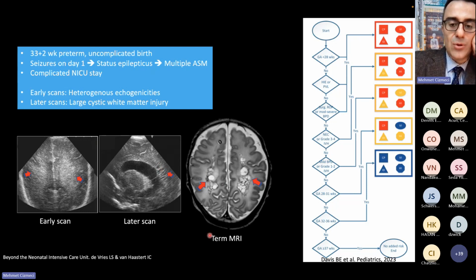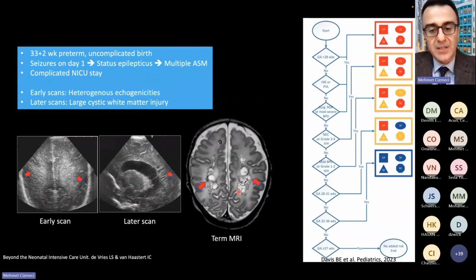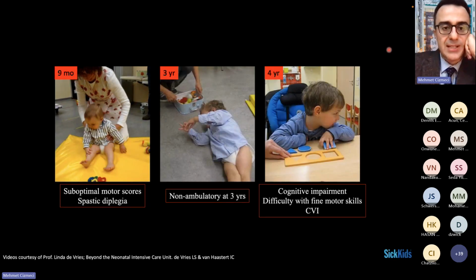And the term equivalent MRI confirmed the large cystic lesions that seem to be in the centrum semiovale region of this brain. So if babies are small preterm infants, and especially if they present with this type of cystic white matter injury, looking at the literature, there's an increased risk of developing motor impairments and also neurosensory problems, which this baby did.